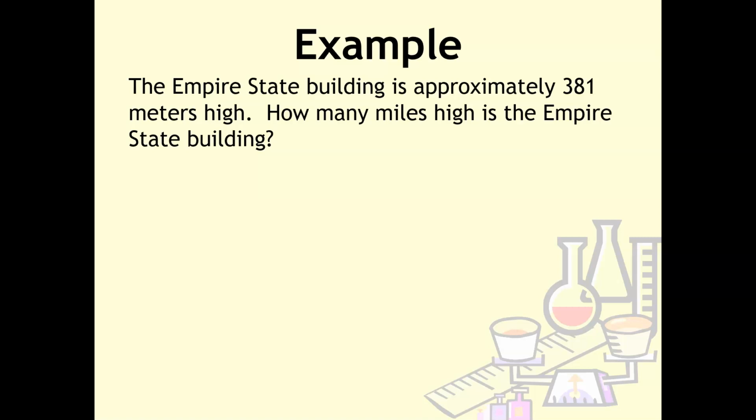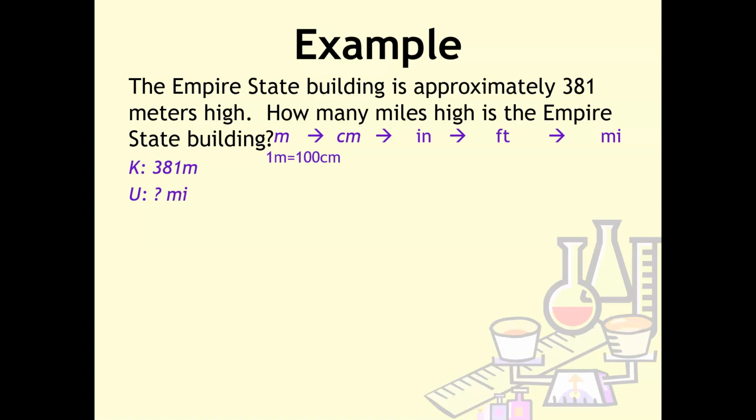All right, I think this is our last example for today. So it says the Empire State Building is approximately 381 meters high. How many miles high is the Empire State Building? So our known is 381 meters, and our unknown is how many miles is that? So we're going to go from meters to centimeters because we know a conversion. And then we have to go from centimeters into inches, and then from inches into feet, and then from feet into miles. So we know the conversion from meters into centimeters is 1 equals 100.